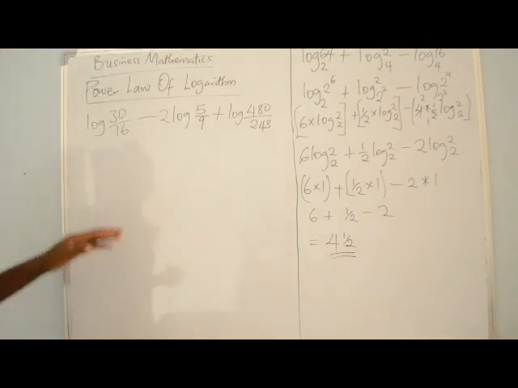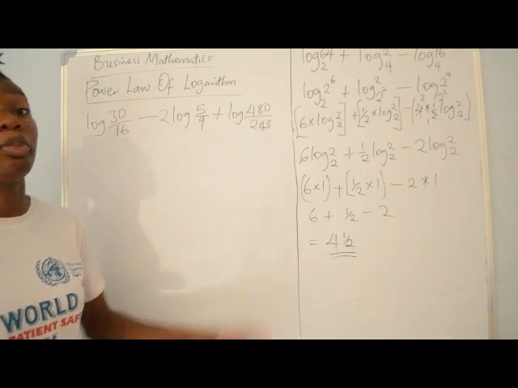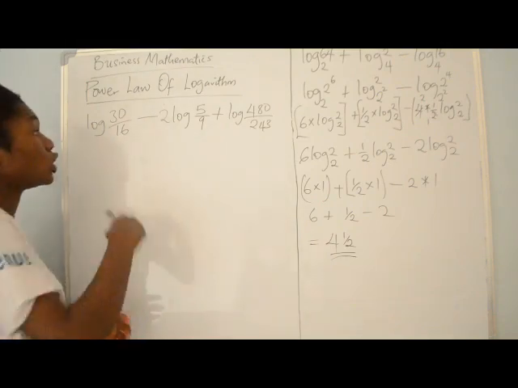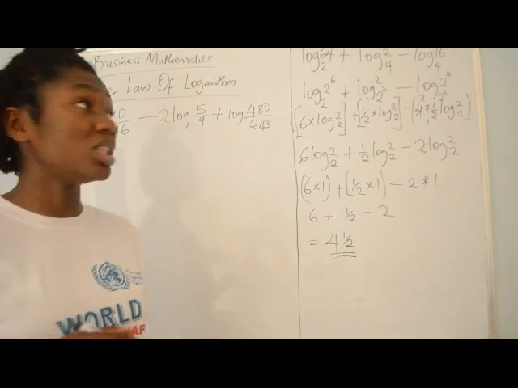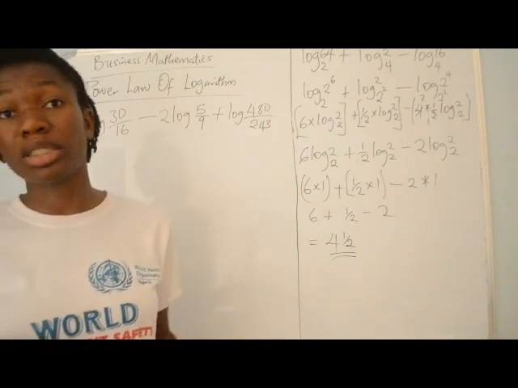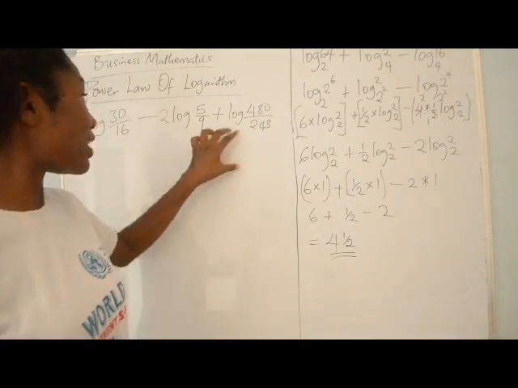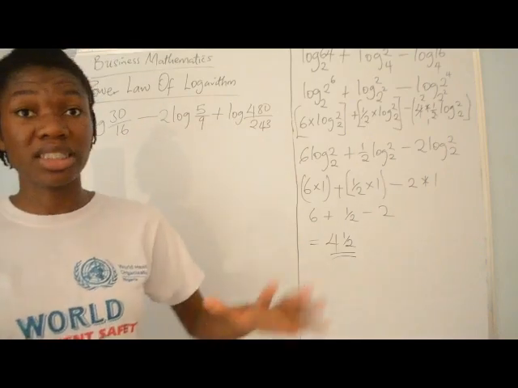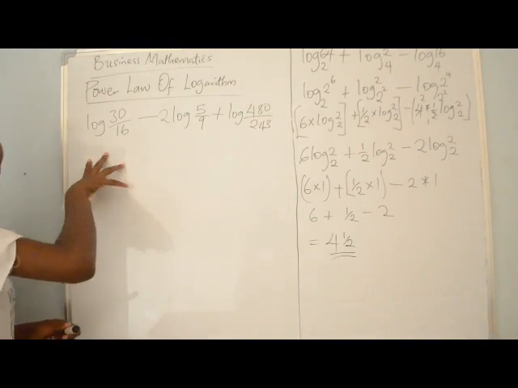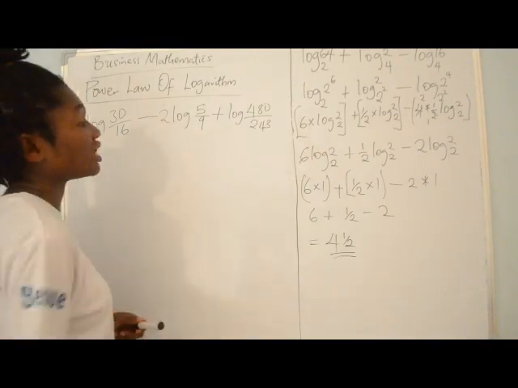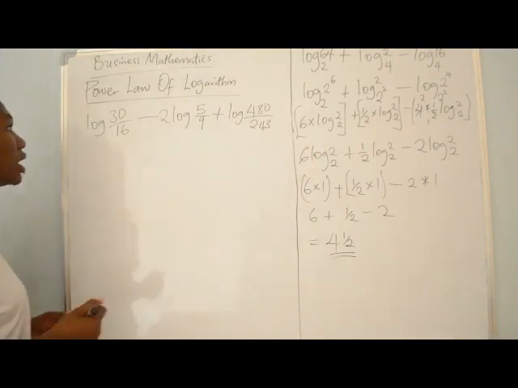Now, if you can look at this very well, you can see that there is no base given, right? Whenever we are given a logarithm without a base, we assume that that logarithm is in base 10, okay? So they are all in base 10 right now, as you can see there, but they don't have bases. So they are all in base 10.